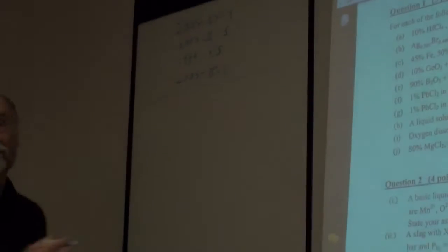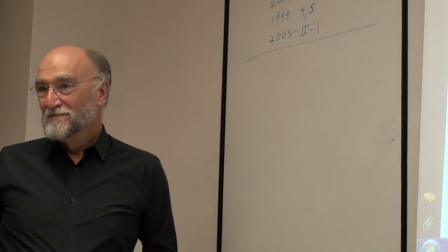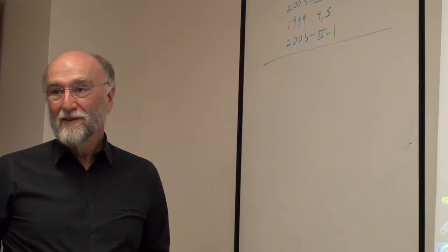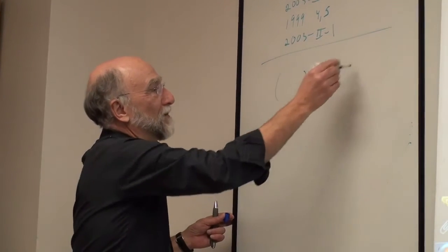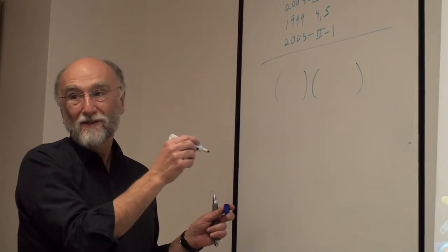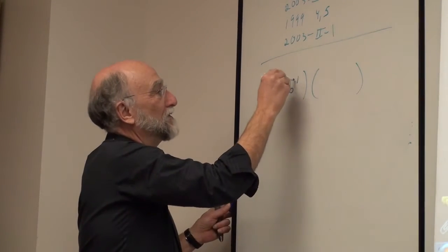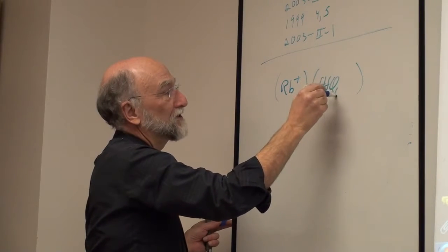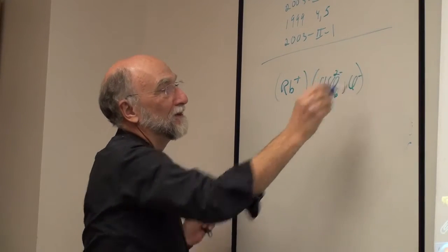I would say we talked about complex ions. So we have two sublattices. What goes on the first sublattice? Rb plus, and on the second sublattice? HfCl6 2 minus, and chlorine.